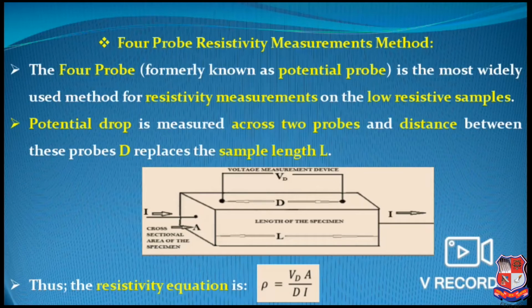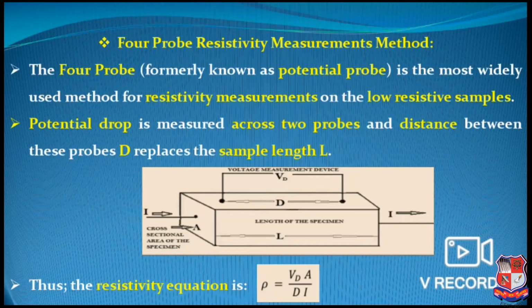As you can see, the experimental setup is almost similar to that of two probe method, but the major change is in the consideration of the parameters which we have used in the circuits. Here the distance between this probe, as you can see, Vd is now utilized to symbolize the voltage measurement device, because the distance is now already considered, and the modification in the resistivity equation is now taken as rho is equal to Vd A upon d into I.